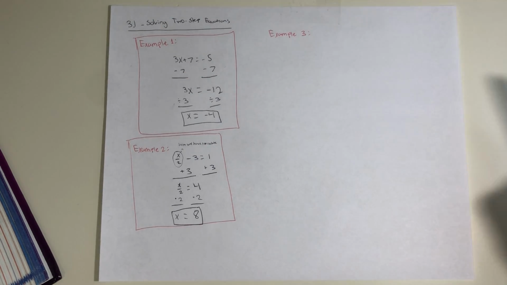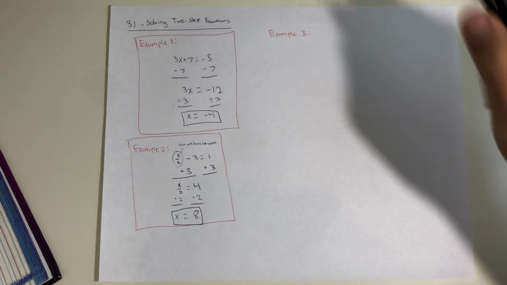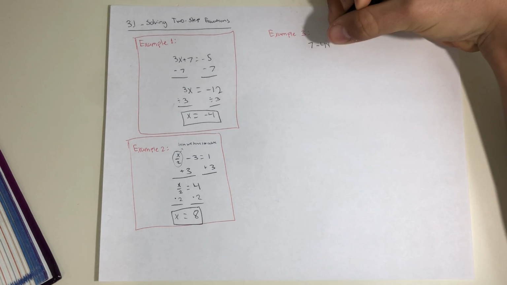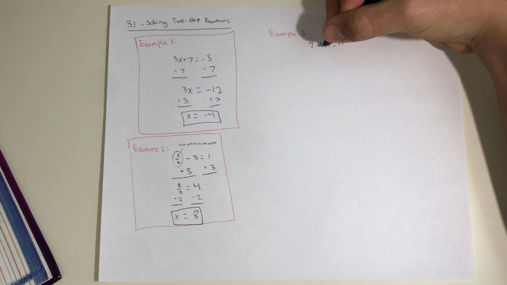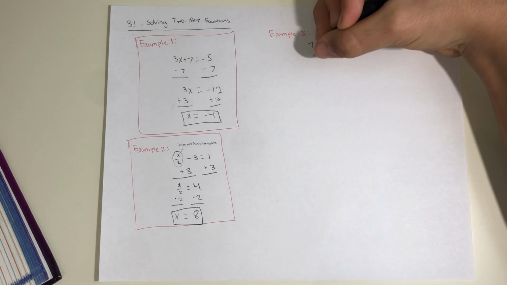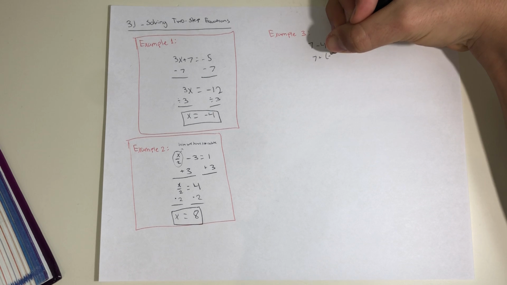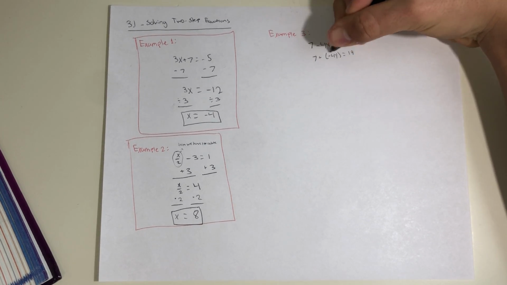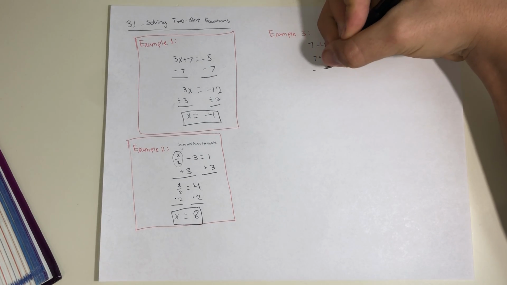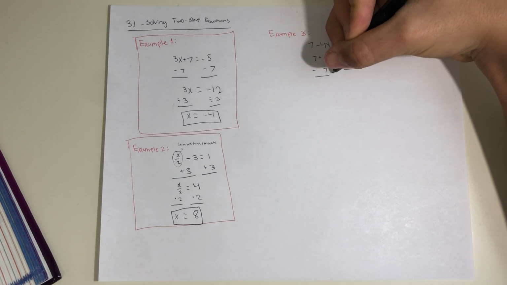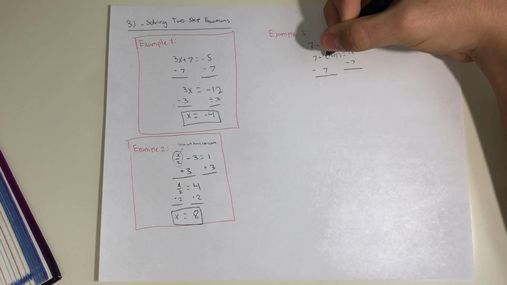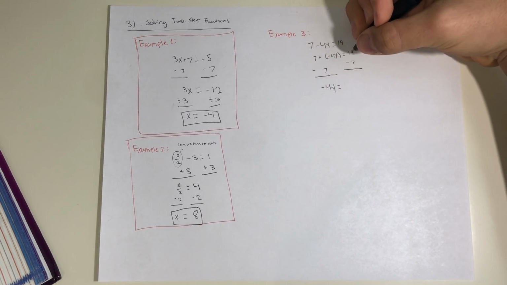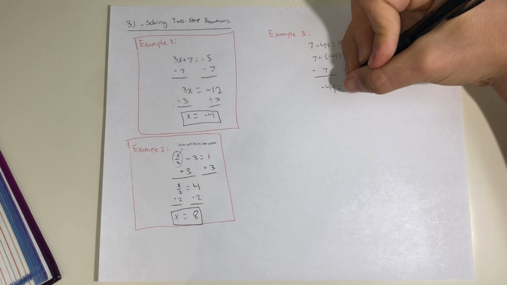Example 3 gives us: solve 7 minus 4y equals 19. So negative 4y is the term we have to isolate. Think of this as 7 plus negative 4y equals 19. To isolate this, we're going to have to subtract 7 from both sides. So 7 plus negative 4y minus 7 is going to be negative 4y, which is equal to 19 minus 7, which is 12.